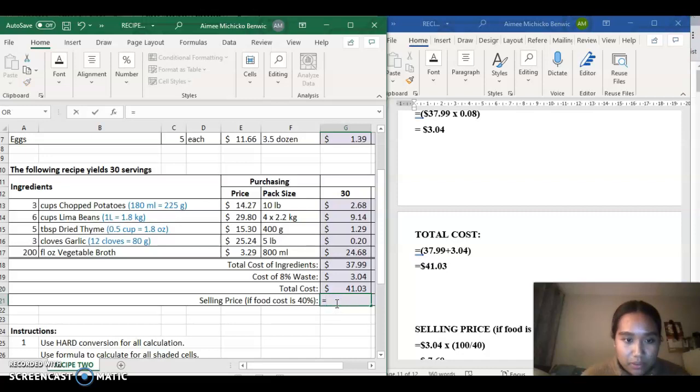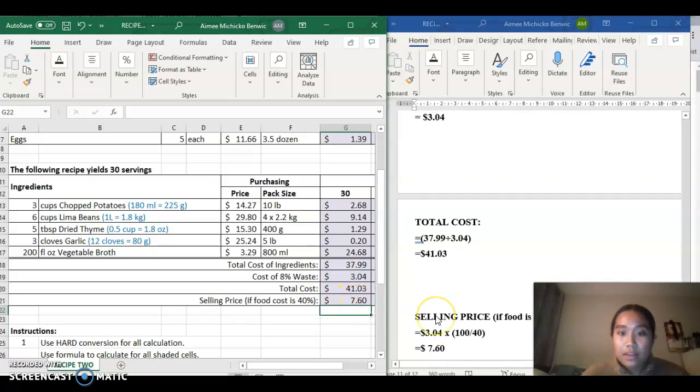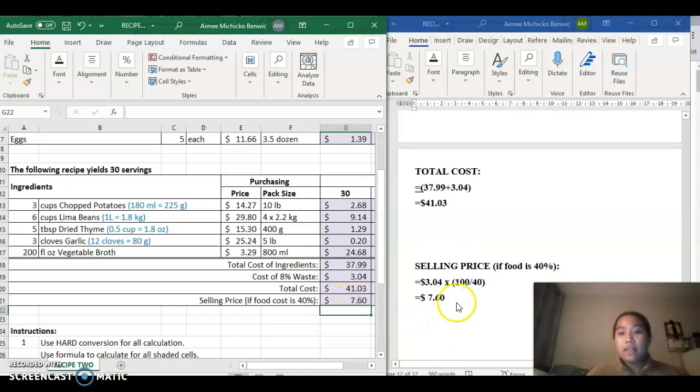$41.03. And for the selling price, so the cost with 8% waste multiplied by 100 divided by 40, since the food cost is 40%, close bracket, and that gives us $7.60, the same as our selling price calculation.